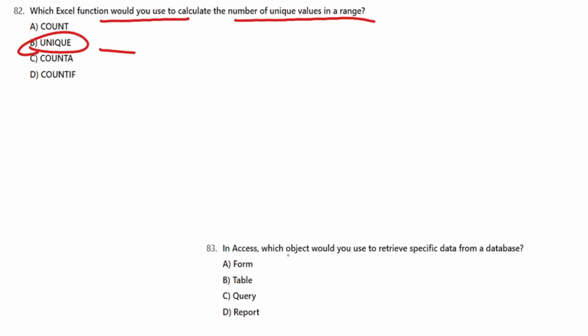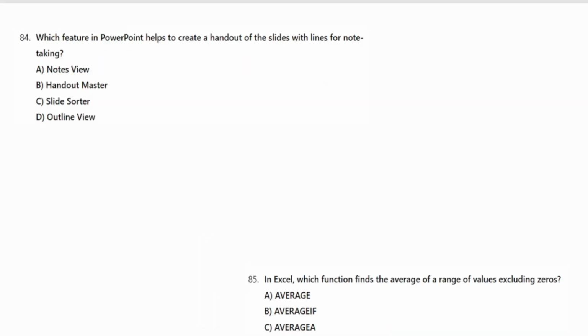Next question, in Excel, which object would you use to retrieve specified data from a database? So the correct option is option C, Query, because queries are used to retrieve and manipulate the specified database on the condition. Now, which feature in PowerPoint helps to create a handout of the slides with lines for note taking? So the correct option here is Handout Master. Handout Master allows a user to print a slide with space for notes alongside them.